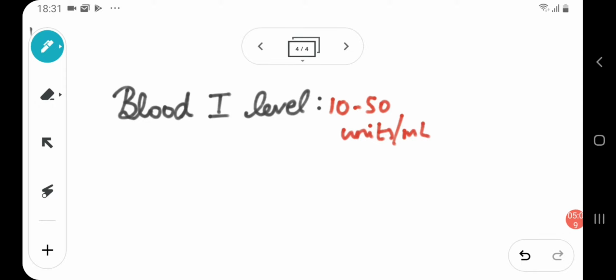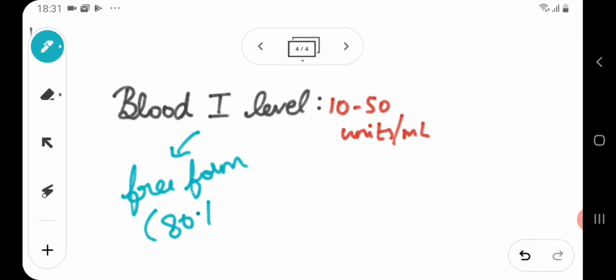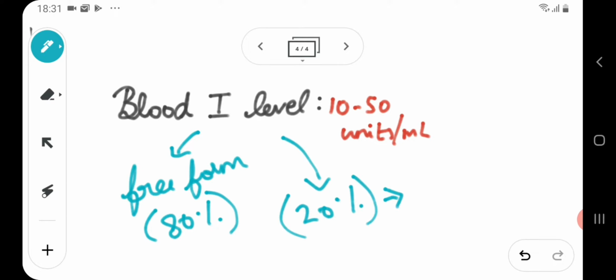So the blood insulin level is 10 to 50 units per ml. So this is transported mainly in the blood in free form. About 80% is in free form. About 20% of it is transported in combination with albumin.